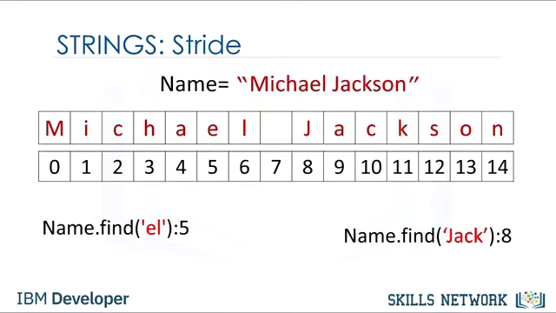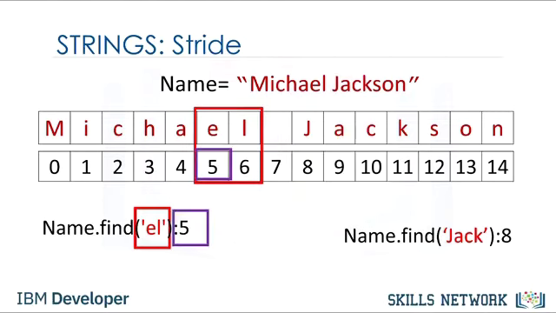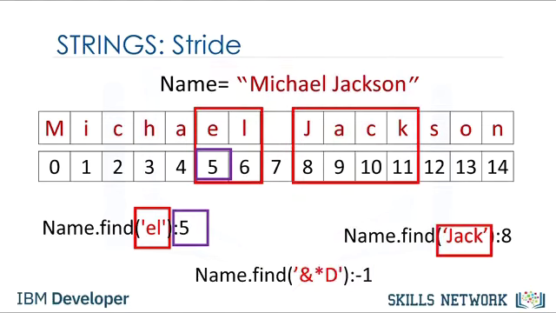The method find finds substrings. The argument is the substring you would like to find. The output is the first index of the sequence. We can find the substring Jack. If the substring is not in the string, the output is -1. Check the labs for more examples.